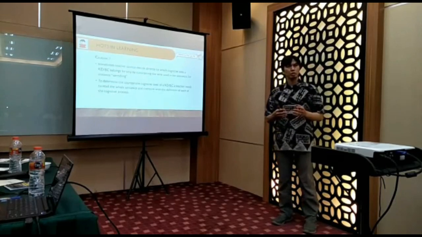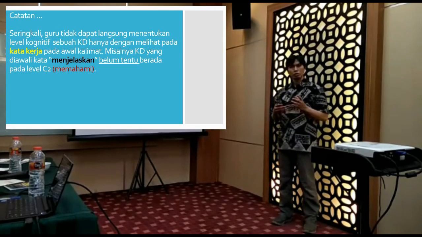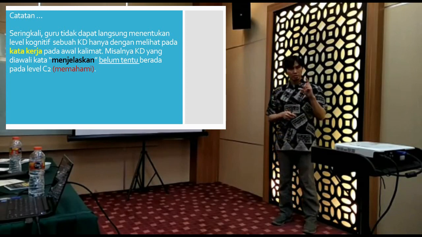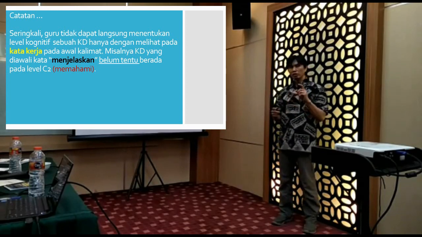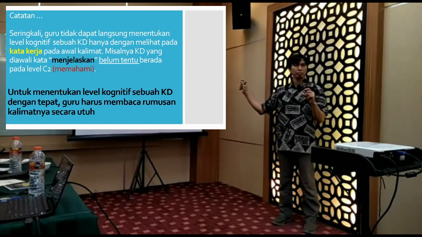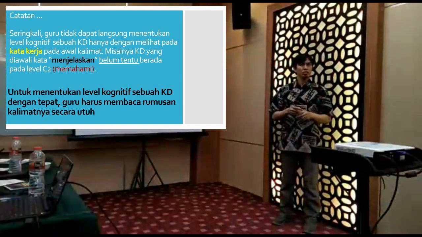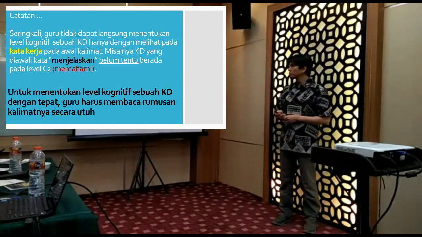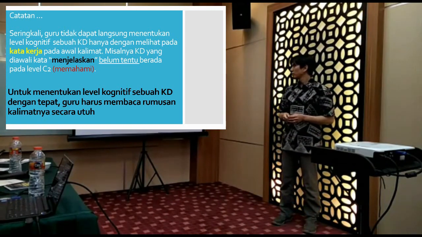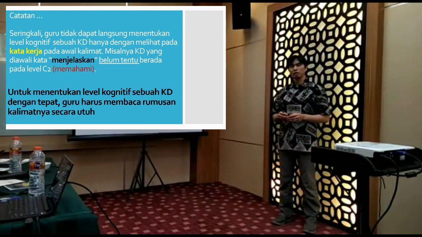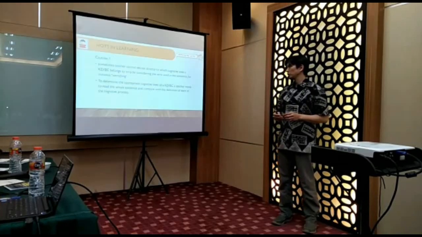What we need to be cautious about is that sometimes teachers cannot directly determine to which cognitive level a KD belongs. We cannot judge that a KD belongs to, for example, the understanding level by only reading the first action verb. We need to read the whole sentence before we decide which cognitive level a KD or objective belongs to. So to determine the appropriate cognitive level of a KD, the teacher needs to read the whole sentence and compare it with the definition of each cognitive process.